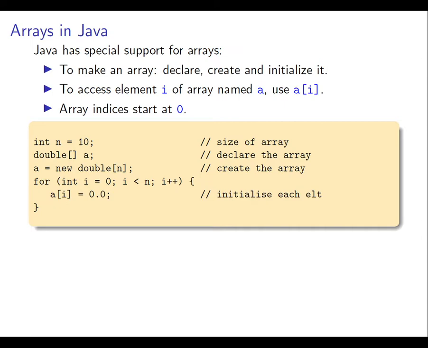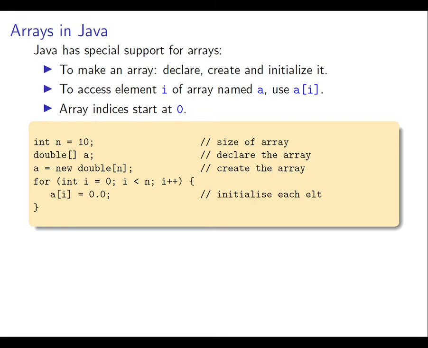So here's a rather typical piece of code. We are going to declare an integer n and set it to value 10, and we're going to use that subsequently as the size of an array. We're going to declare an array a, which in this case is going to be an array of doubles. We're going to create the array. In other words, we're going to assign to the array that we just declared a new array of doubles, which is going to have length n. Now notice that the length of the array can be given either explicitly as a literal integer, or, as in this case, by giving an integer variable.